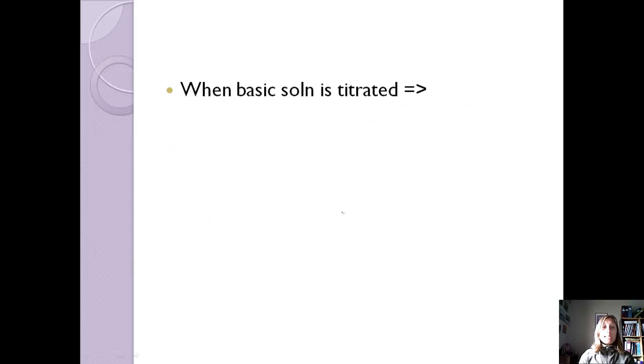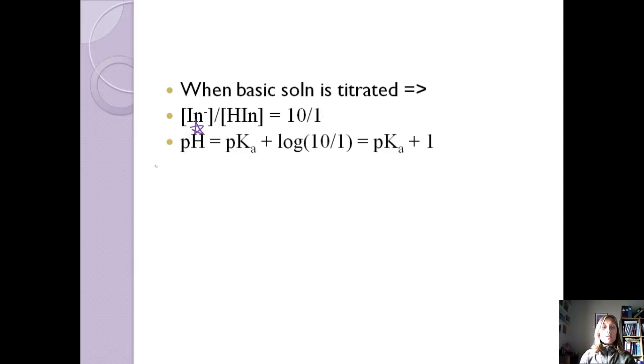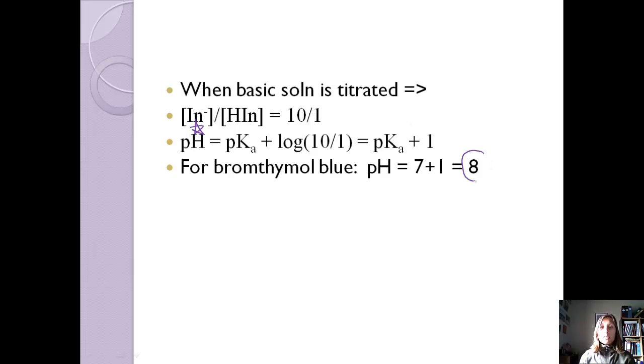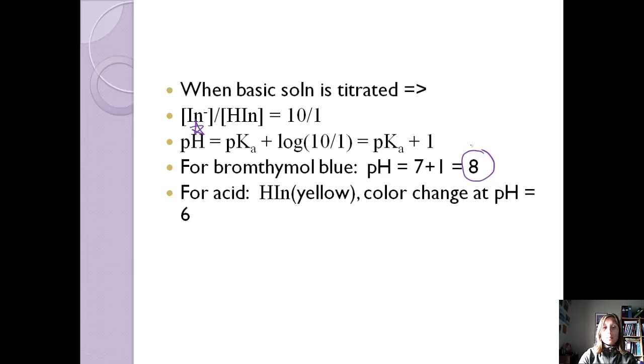So we've talked about titrating an acidic solution, but when we titrate a basic solution, that means that our initial form is the basic part of the indicator. And so now our ratio becomes 10/1. And so if we take that and substitute it into our Henderson-Hasselbalch, we get pH is equal to pKa plus log of 10/1. Well, log of 10/1 is 1, and so it comes out to pKa plus 1. For our acidic solution, it was pKa minus 1. So for bromothymol blue, if we were doing this with a basic solution, it would be 7, because that's our pKa, plus 1, and that would give us a pH of 8, where we would see the color change.